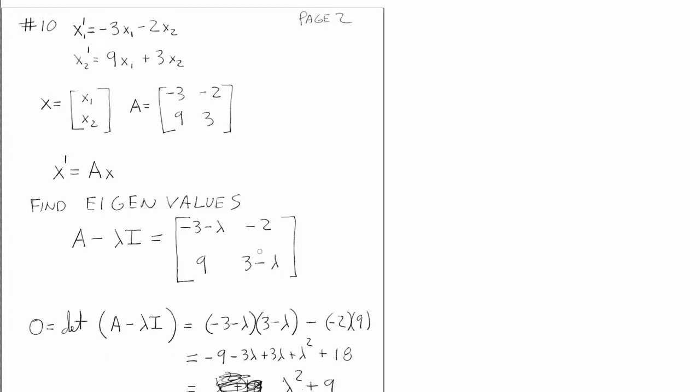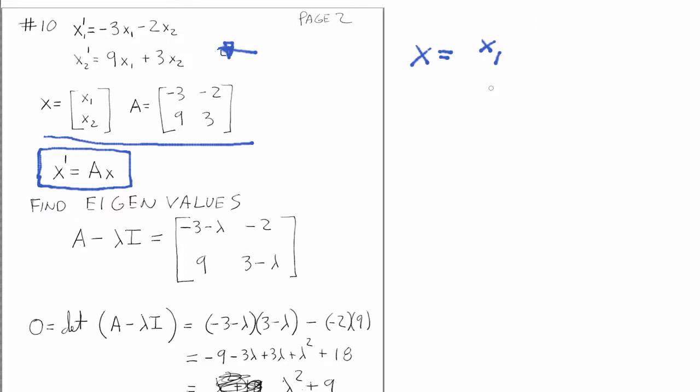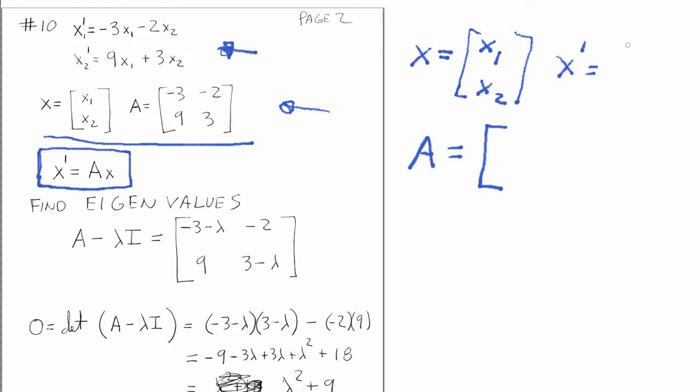We start off with our system as indicated in question 10. We were given this system of equations: x1 prime is this, x2 prime is this, and here I'm translating it into a system expressed in matrix form. So we have X prime equals A times X. Let me show you how this happens. On the side, X in this example is the vector x1, x2, and A is the matrix written right there. Then for X prime, we just take the derivative of the components, x1 prime and x2 prime.